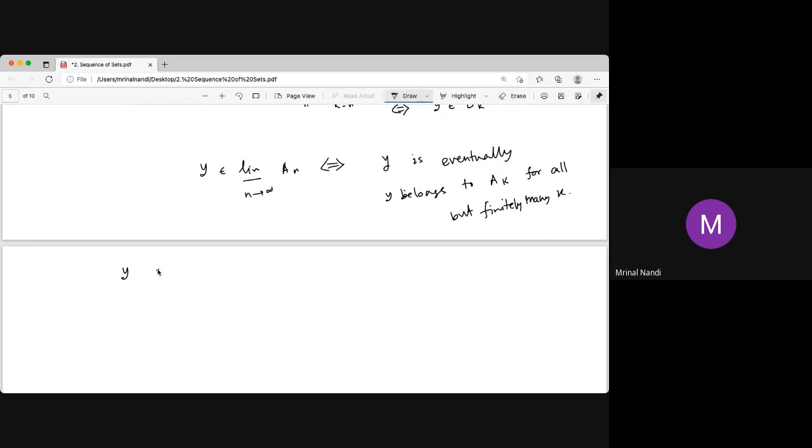if y is eventually, then obviously it implies that y is infinitely often. So if it belongs to every set after some time, that means infinitely often. It belongs to infinitely many sets. So what is the meaning? That meaning is y belongs to the lim inf, then it belongs to the lim sup.